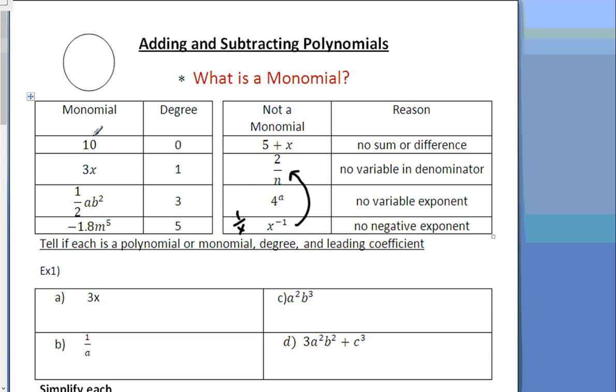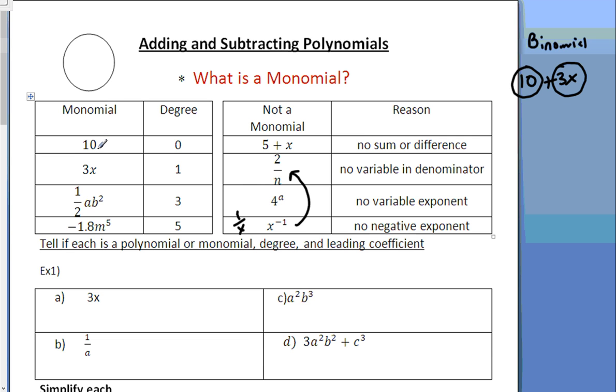Now, if you took a group of monomials, for example, if I took the 10 and I took the 3x and I added them together, it is not a monomial anymore. It's called a polynomial. Because what you do is you look at each chunk separately and you say, is that a monomial? Is 10 a monomial? Yes. And then you look at the 3x by itself. Is 3x a monomial? Yes. So together they're a binomial, which means two monomials put together. Got it? Pretty simple. All right.